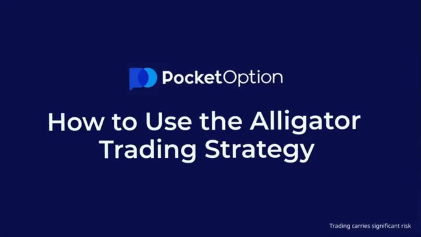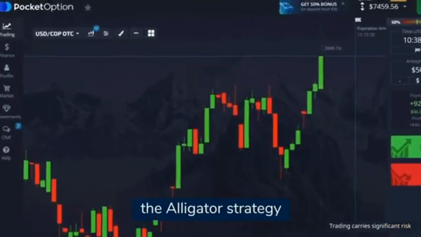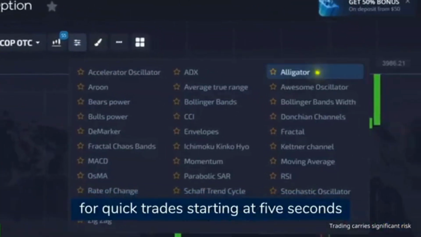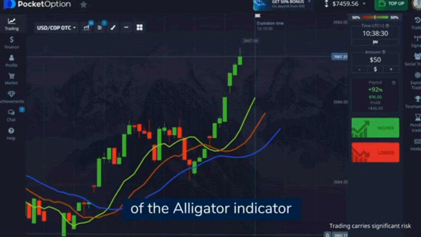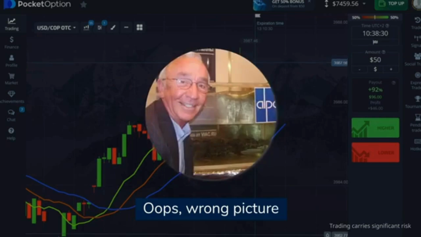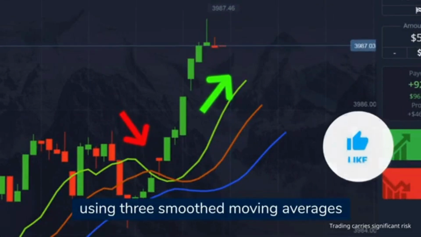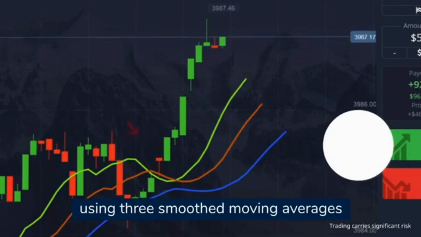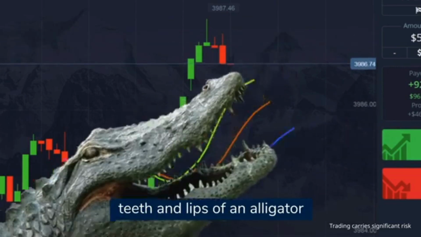How to use the Alligator trading strategy. Today we will tell you how to use the Alligator strategy for quick trades starting at 5 seconds. This is a strategy based on the use of the Alligator indicator developed by Bill Williams. Oops, wrong picture. Alligator helps to identify trends and their direction using 3 smooth moving averages that visually resemble the jaws, teeth, and lips of an alligator.